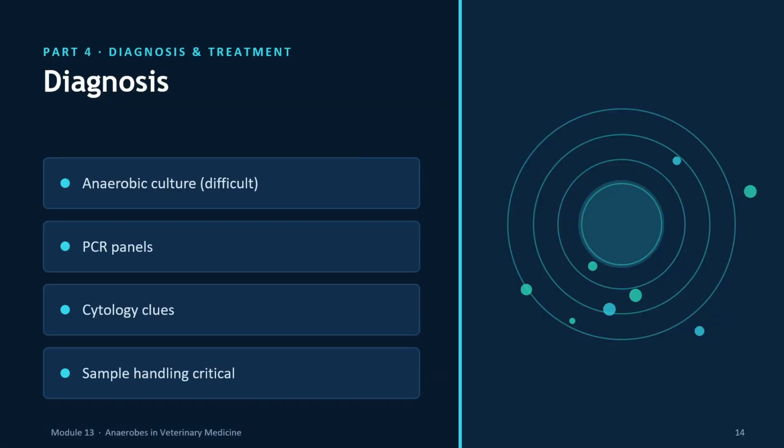Culture is possible, but technically challenging. Samples must be collected and transported without oxygen. PCR panels are increasingly used for wound and respiratory infections. Cytology may show mixed flora, degenerate neutrophils, and intracellular bacteria. Sample handling is everything. Exposure to air kills many anaerobes.